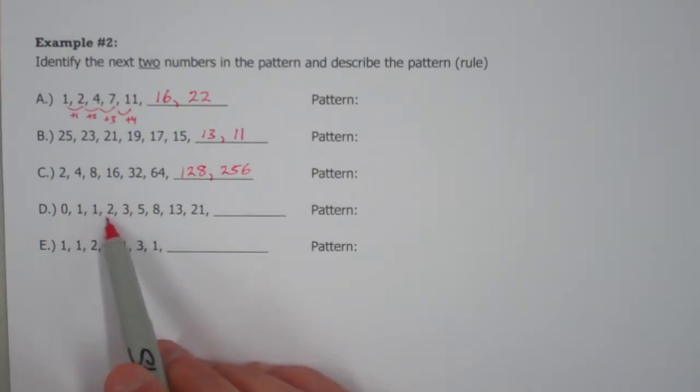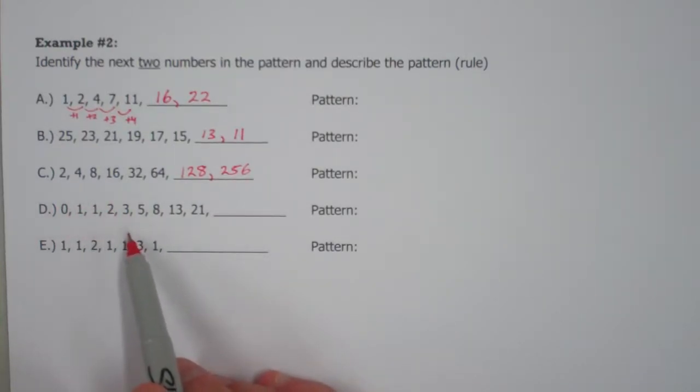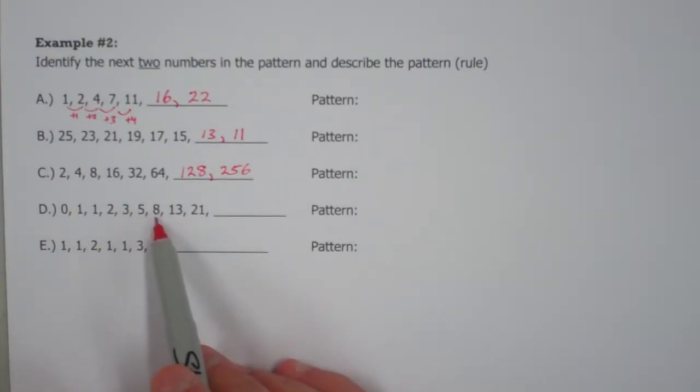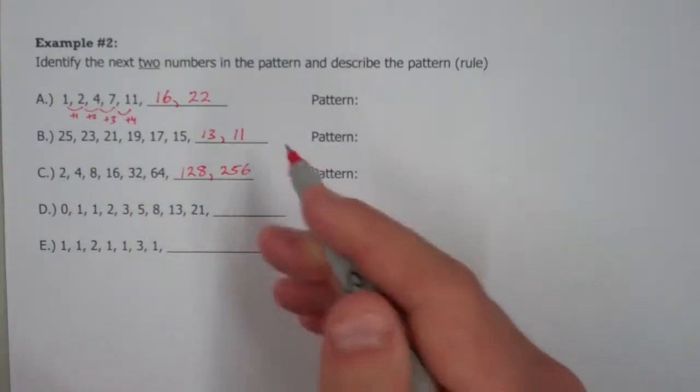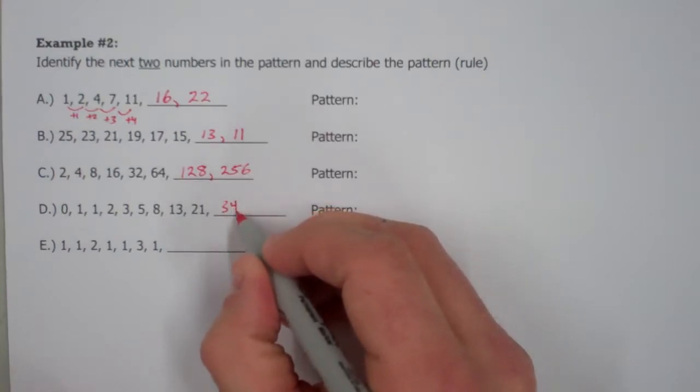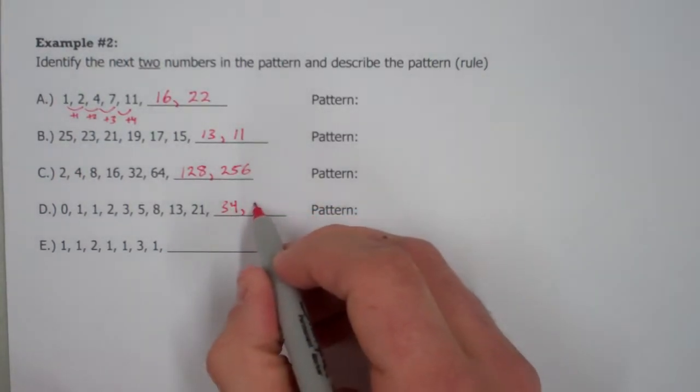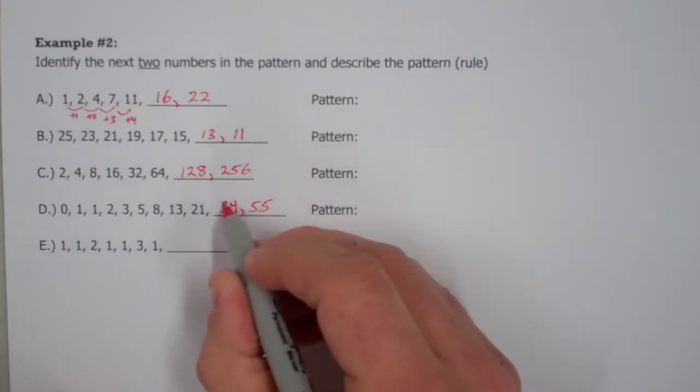So if we want to know what term this is, we'll add 1 and 1 to get 2. 2 and 3 is 5, 3 and 5 is 8, 5 and 8 is 13, 8 and 13 is 21, 13 and 21 is 34. 21 and 34 then would be 55.